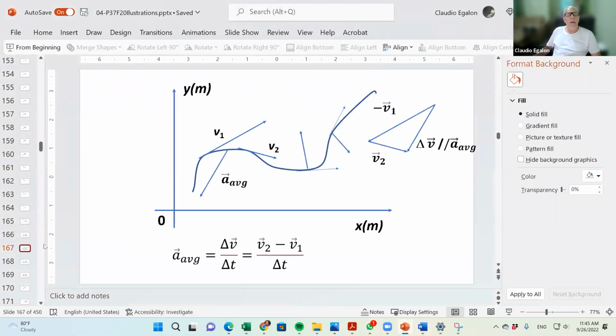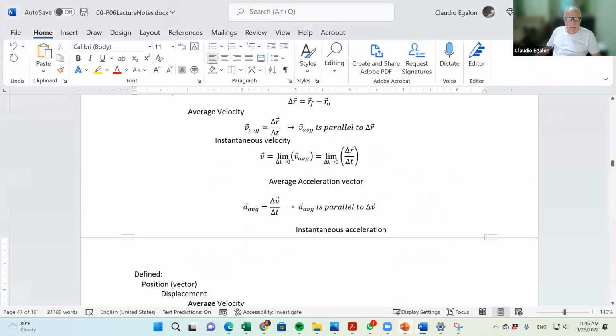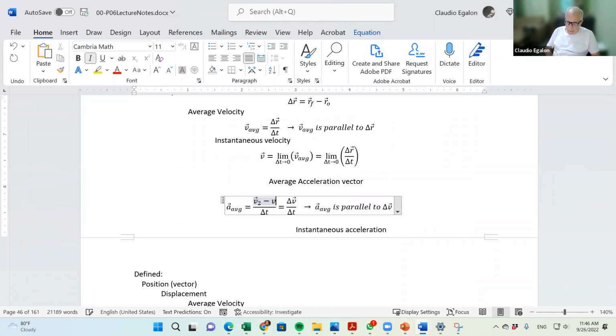So here you go. We have V1 and V2, right? Between V1 and V2, we are going to have this average acceleration, V2 minus V1 divided by delta T, right? I'm going to do even better. Here you go, I'm going to write that down. Delta V, V2 minus V1, it's a vector, over delta T. Average acceleration vector is parallel to delta V.